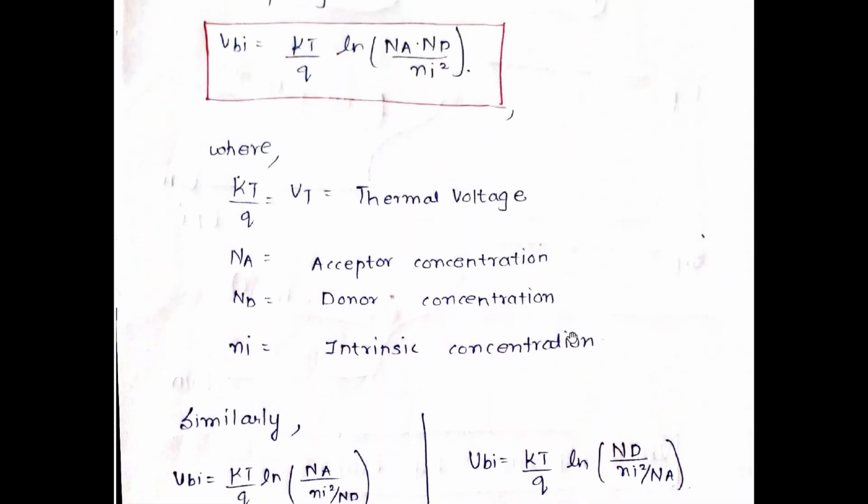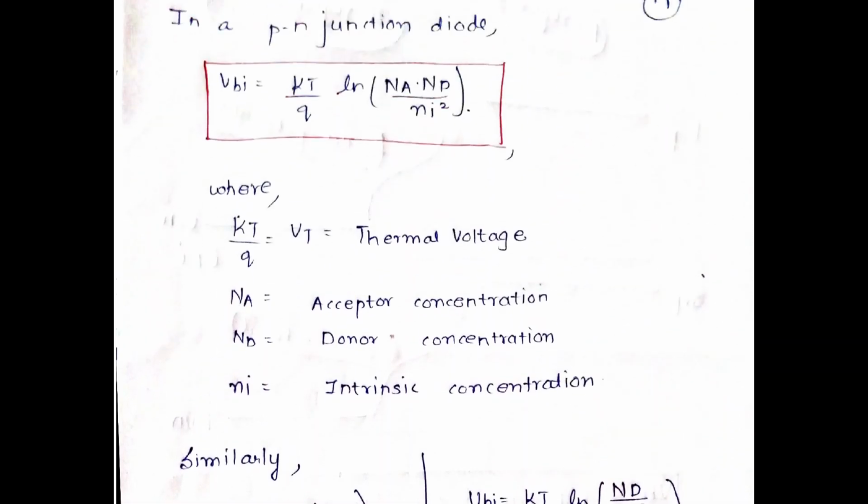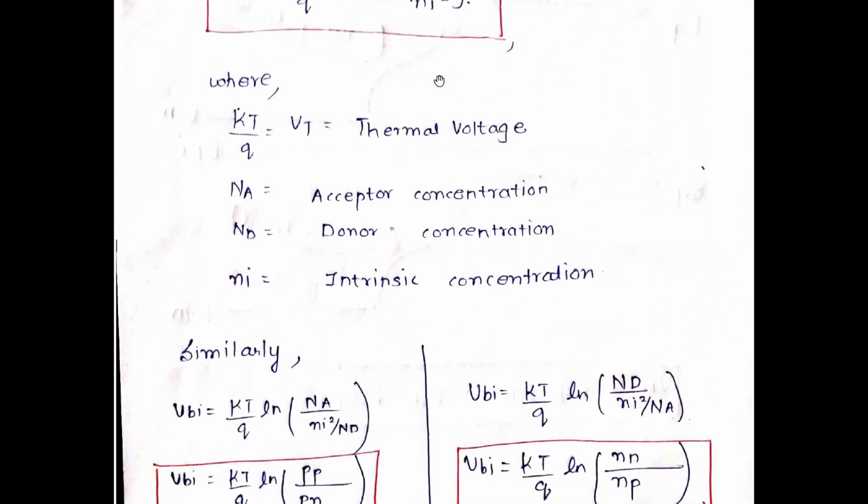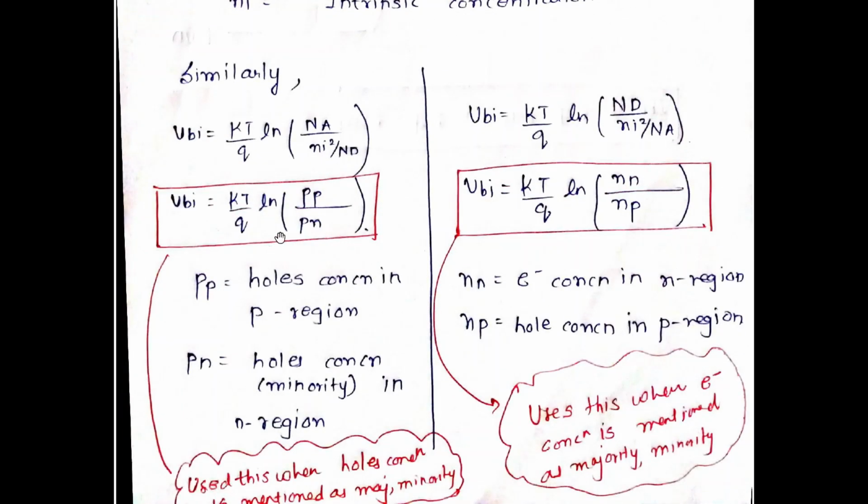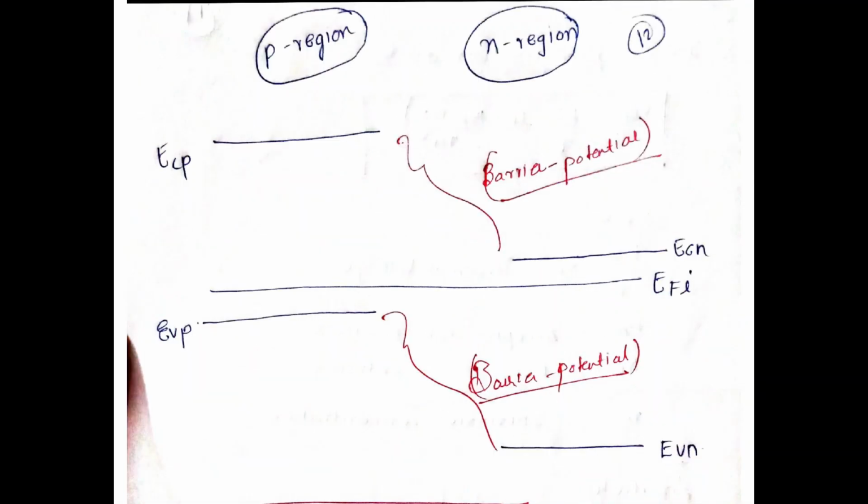So you have to remember these formulas very well. Depending upon what kind of values are given to you in the question, you can apply those formulas and get the built-in potential. So remember this formula for the built-in potential, and remember even this formula and the meanings of those terms in those formulas, so that you can remember it well.